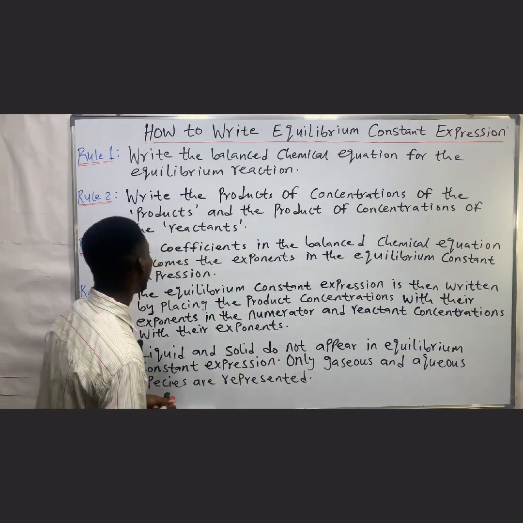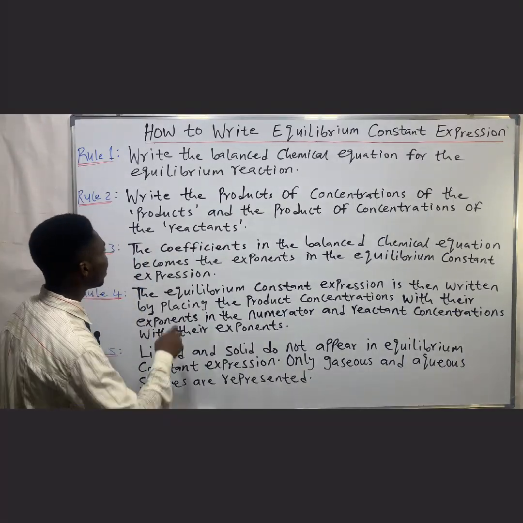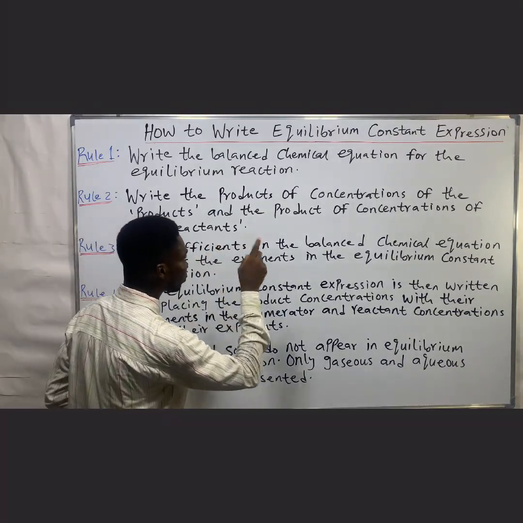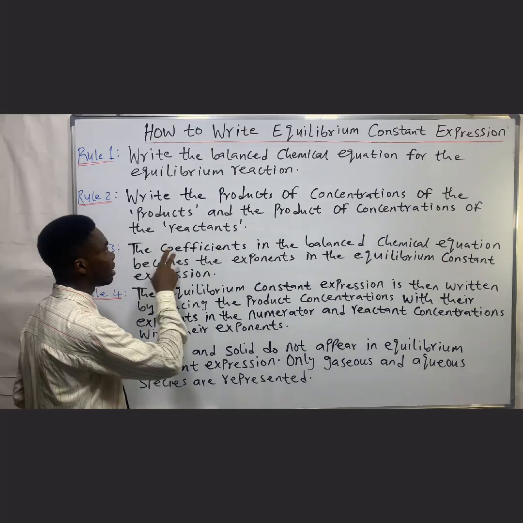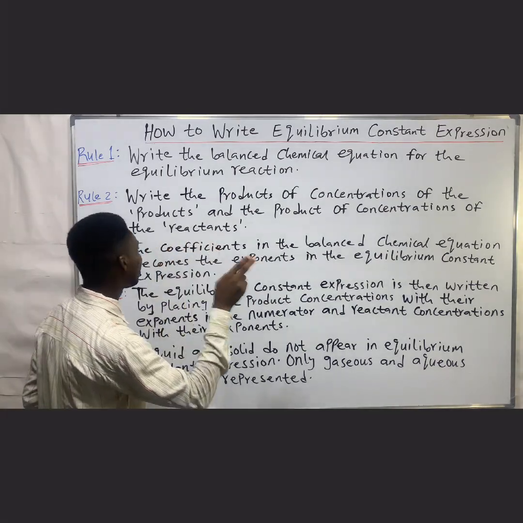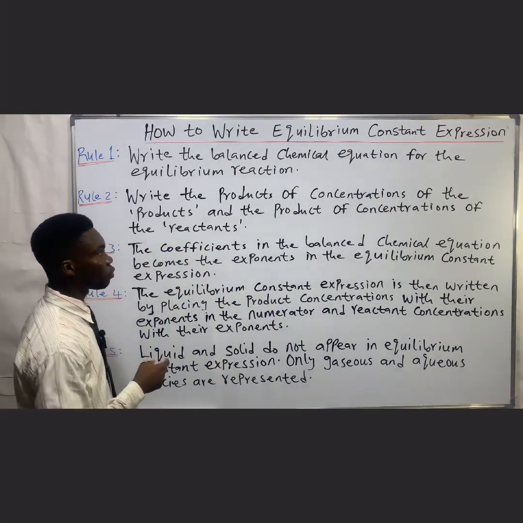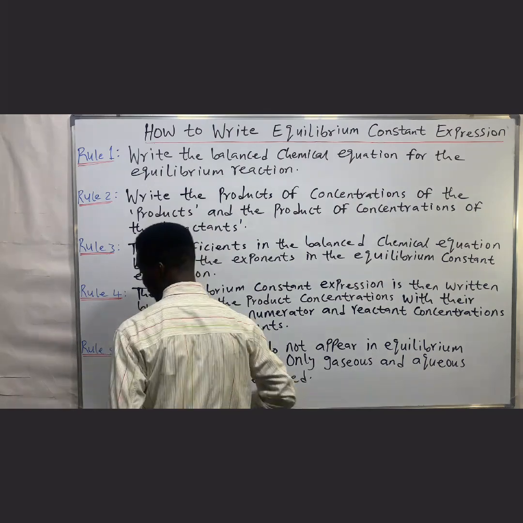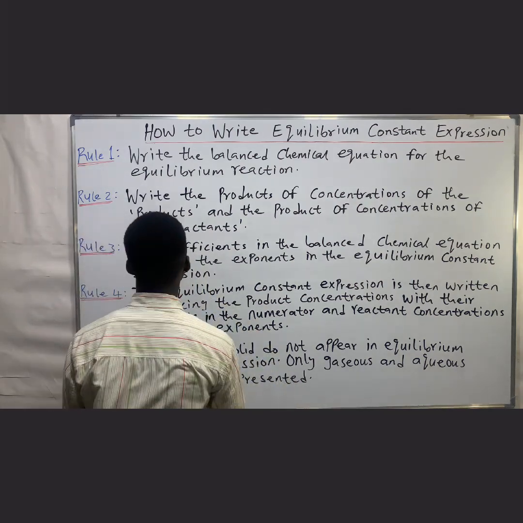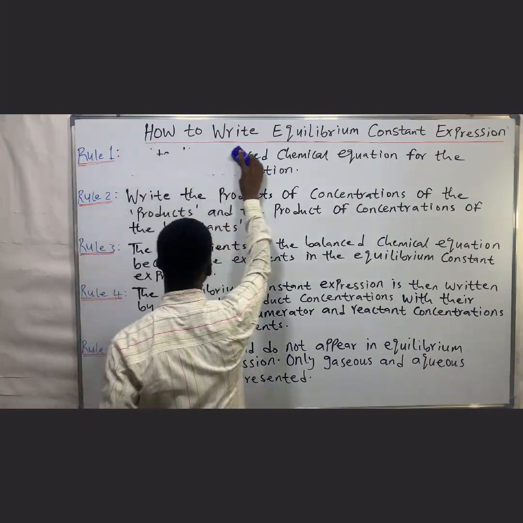Now going to rule number 2. Rule number 2 says, write the product of concentrations of the products and the product of concentrations of the reactants. So what does that mean? Let me quickly show you that.